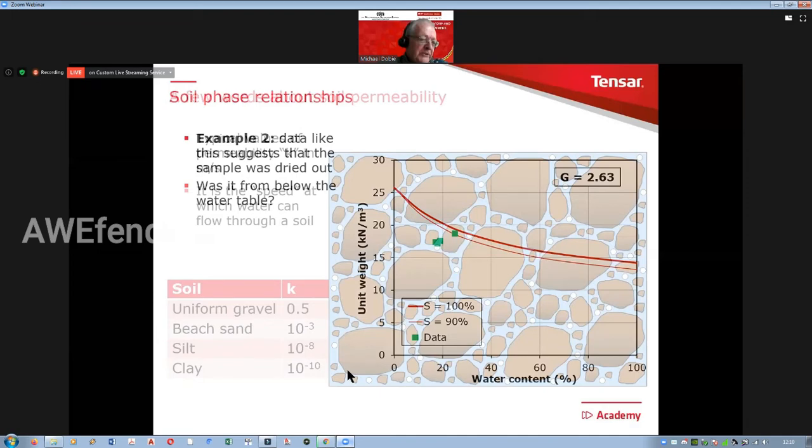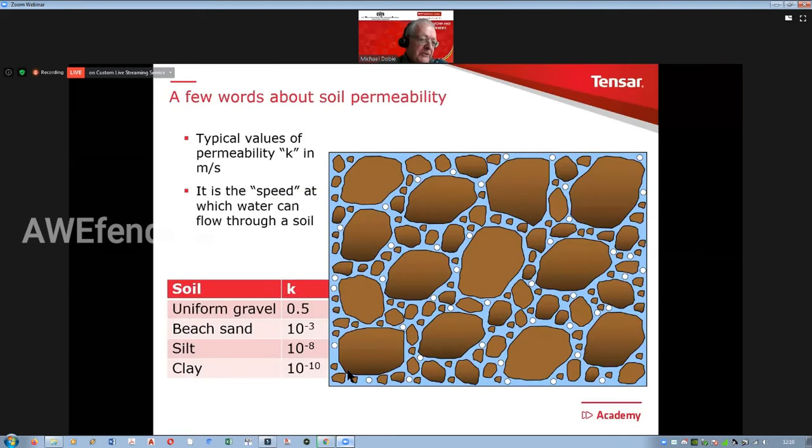But what I would like to do here is just to try and demystify the numbers, because permeability is given by a parameter k, and its units are meters per second or something like that. But it's a speed. It's a measurement of speed. And it's the speed at which the water can flow through the soil.